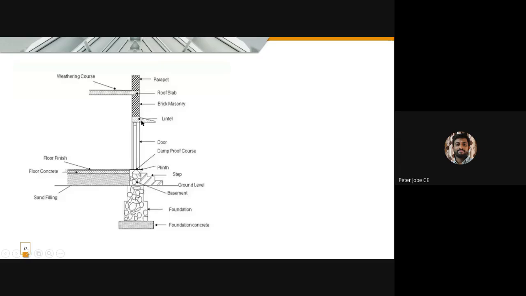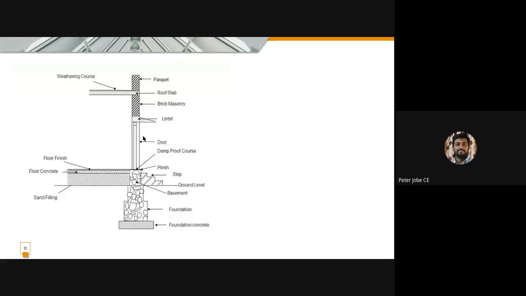Next is the lintel. A lintel is provided in order to safely transmit the brick masonry load above to the substructure. For example, in some cases, we will only provide a lintel above doors and window grills, since our doors and windows are mainly made of wood, and wood may not be able to transmit the load above. So there we will provide a lintel, and that lintel will safely transmit the load to its either side walls, and it will again be transmitted to the ground. And above the lintel we'll provide brick masonry, then the roof slab, and then again a parapet. So this is the basic, standard, very typical cross section of a building wall.